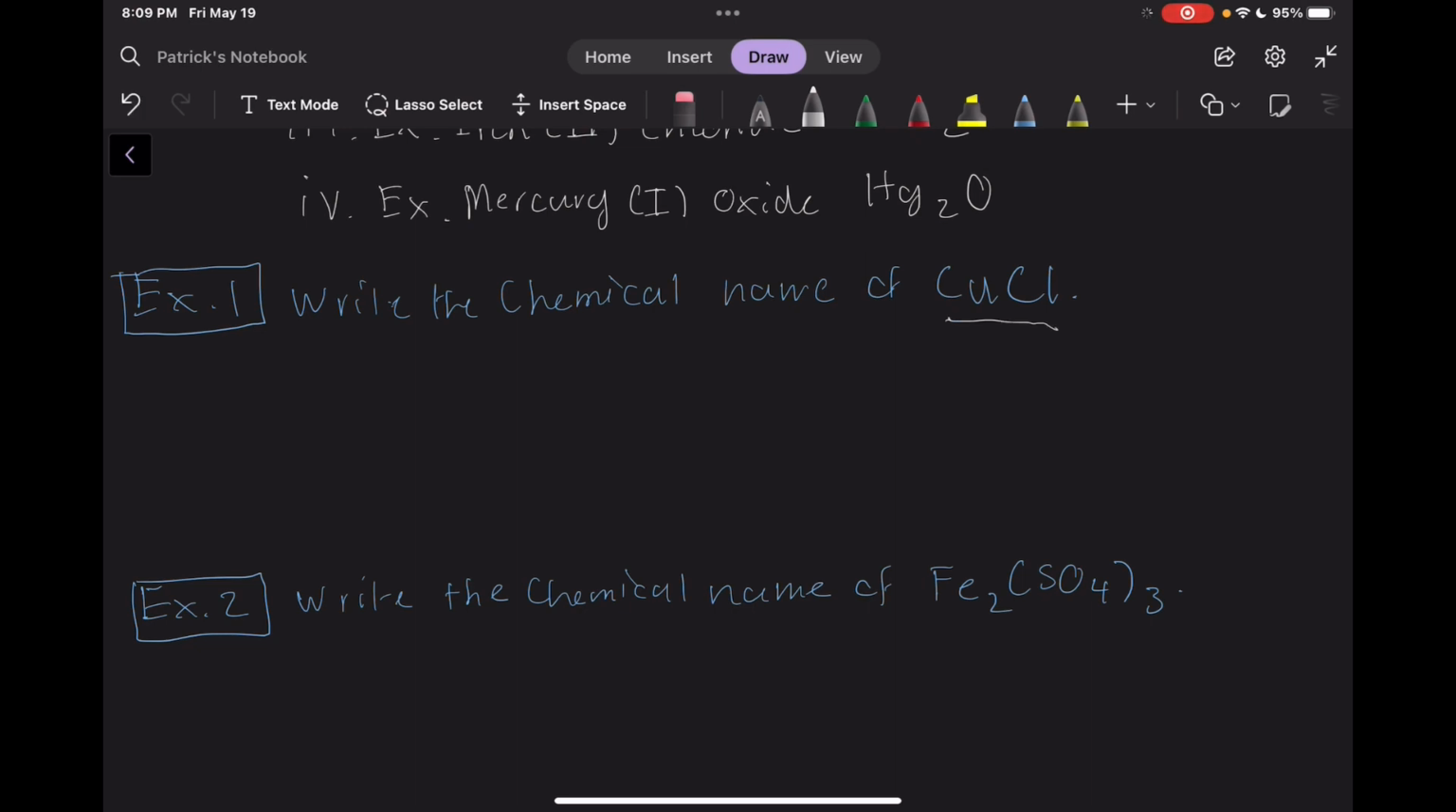Chlorine forms anions with a charge of -1, and there's only 1 atom of copper to go with it. That means that in order for the charges of these 2 atoms to cancel each other out, the charge on copper has to be +1. The Roman numeral is 1, or I. Our final answer is copper(I) chloride.